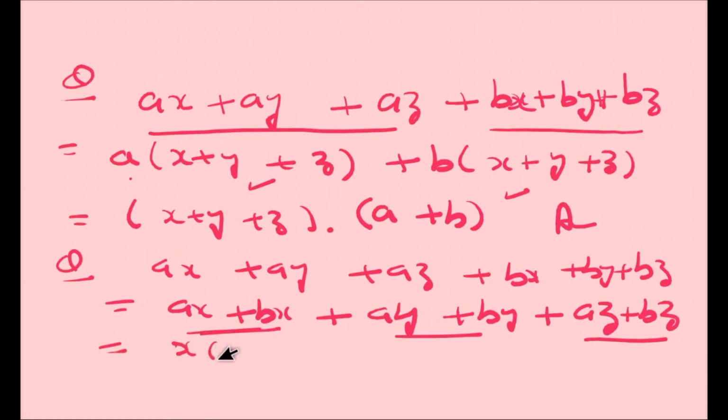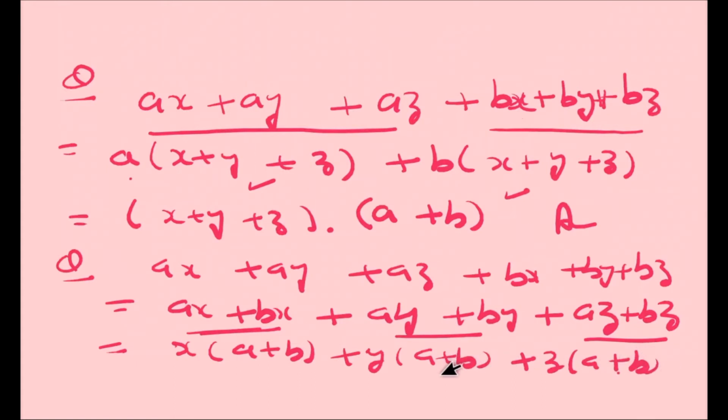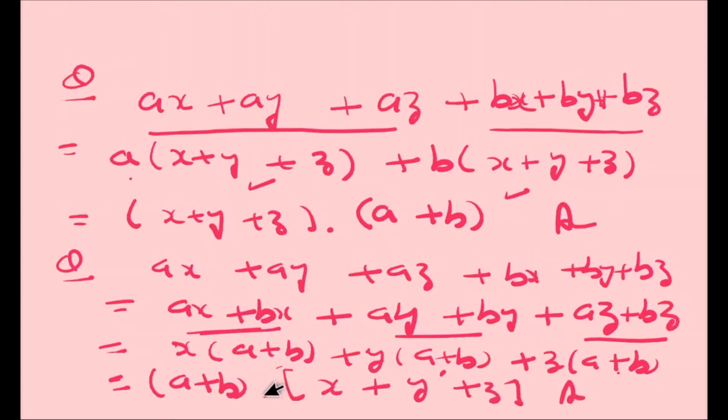Here common x, we get a plus b. Now here common y, so we get a plus b. Here common z, so we get a plus b. Now the whole bracket a plus b is common in all terms. So in the first term we are left with x, in the second term we are left with y, and here we get plus z.